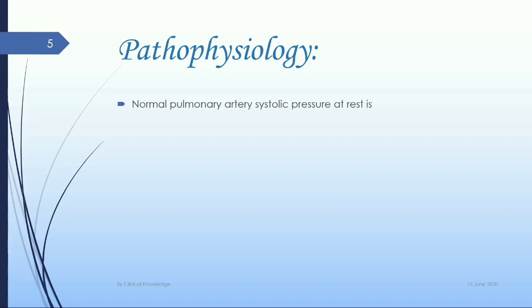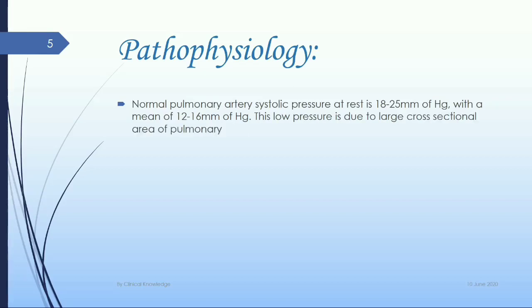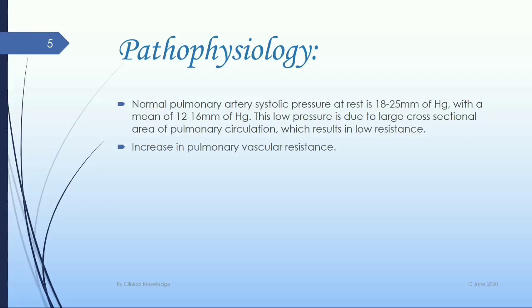Normal pulmonary artery systolic pressure at rest is 18 to 25 mm Hg with a mean of 12 to 16 mm Hg. This low pressure is due to the large cross-sectional area of the pulmonary circulation, which results in low resistance. Pulmonary hypertension results from an increase in pulmonary vascular resistance or an increase in pulmonary blood flow.